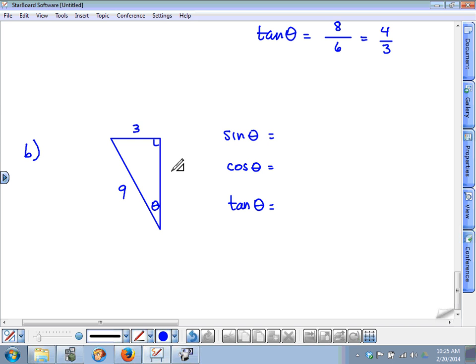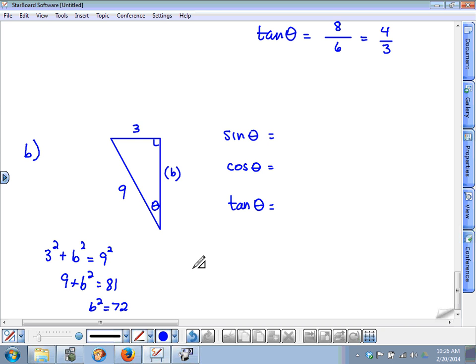So, the side that we're missing, what should we call it? A, B, or C? B. All right. So we have 3 squared plus B squared is equal to 9 squared. 9 plus B squared is 81. B squared equals 81 minus 9, 72.